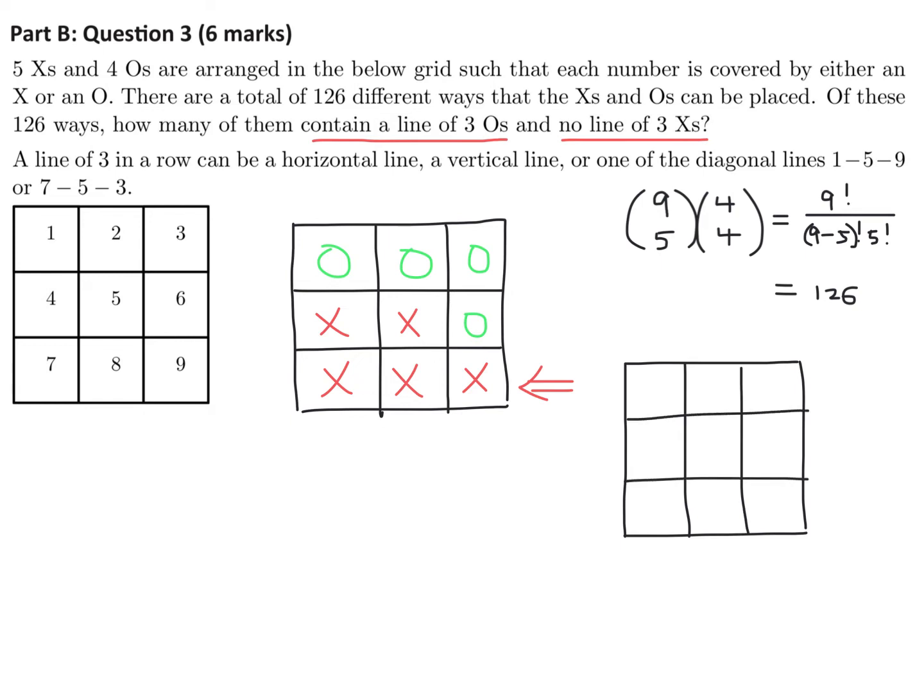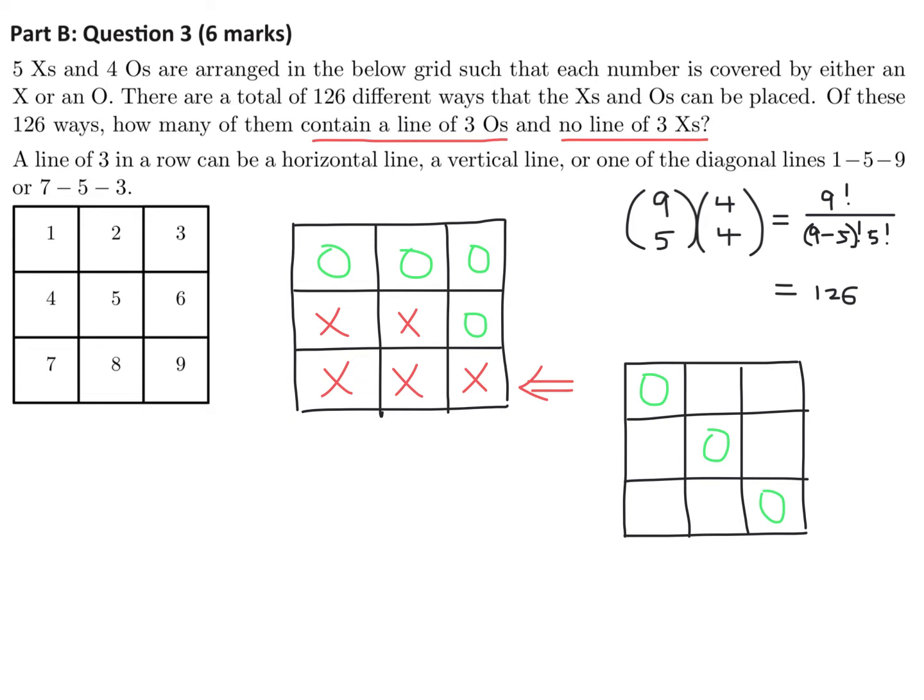And let me show you. So if you put the 3 o's diagonal, it fulfills the criteria that you contain a line of 3 o's. It just says line, and the line can be diagonal, so that's fine. But in this scenario, the x's will be placed in such a way that there's no line of 3 x's.